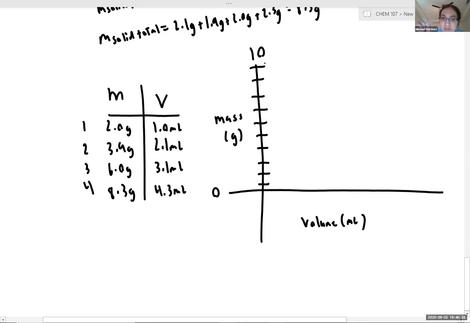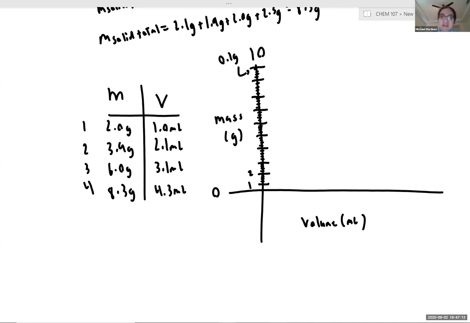So we have our major tick marks, and then what we're going to do is add 4 minor tick marks. And the tick marks should be evenly spaced. Okay, so each of these major tick marks represents 1. Each of these minor tick marks represents 0.1 grams. Does that make sense for the major and minor tick marks?